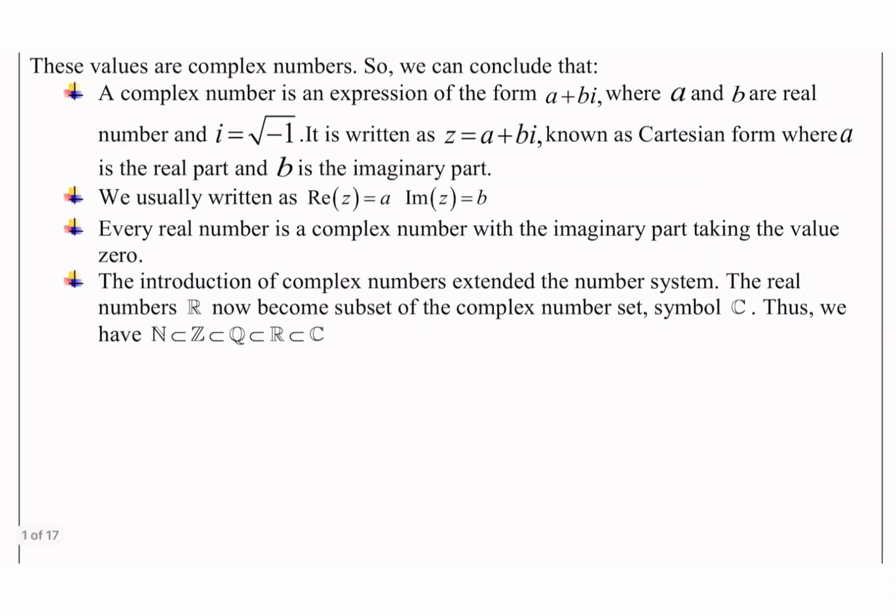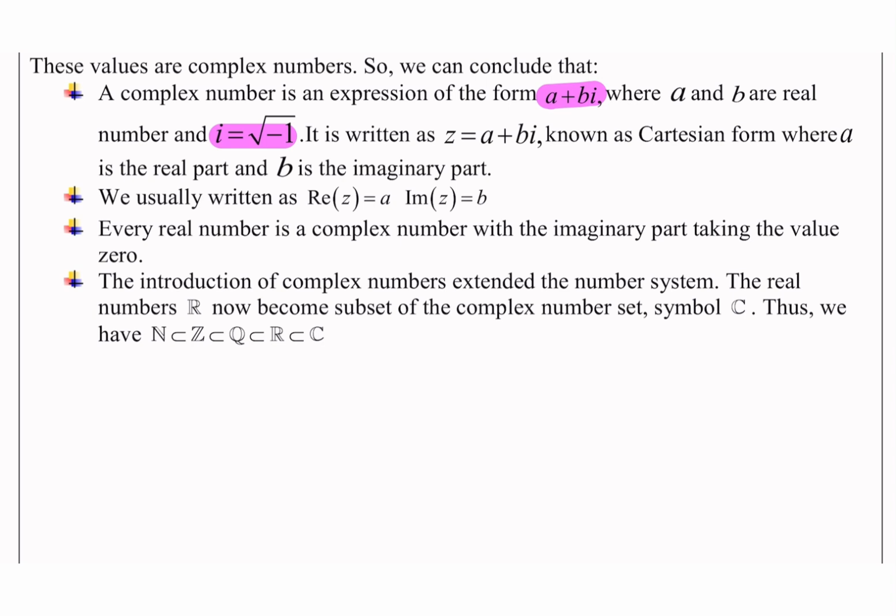These values are complex numbers, so we can conclude that a complex number is an expression of the form a plus bi, where a and b are real numbers and i is equals to square root -1. It is written as z equals to a plus bi, known as Cartesian form, where a is the real part and b is the imaginary part. Jadi, kita formkan complex number ni dalam bentuk a tambah bi. Di mana a dengan b tu nilai dia real number lah. Cuma i je adalah square root of -1.